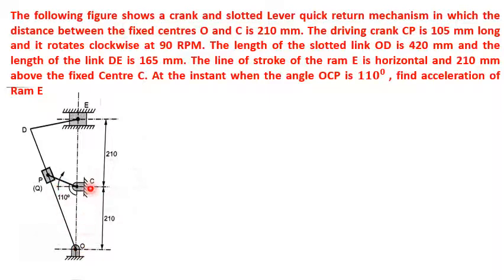Okay, so here O and C are the fixed points, CP is the crank. So in bracket we have represented Q. Q is nothing but this slider. Q represents the slider. So this is another point D. So DE is the link which connects the ram. So distance between ram and the fixed center is 210. So this is one of the important problems, appeared twice in VTU exam, and this is for 20 marks.